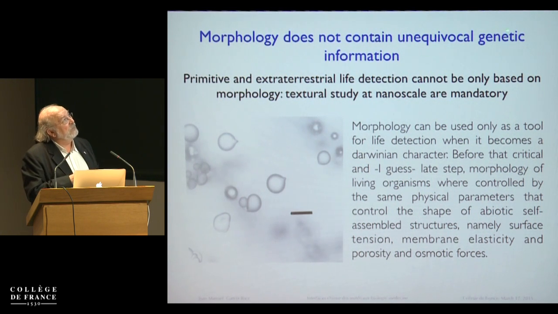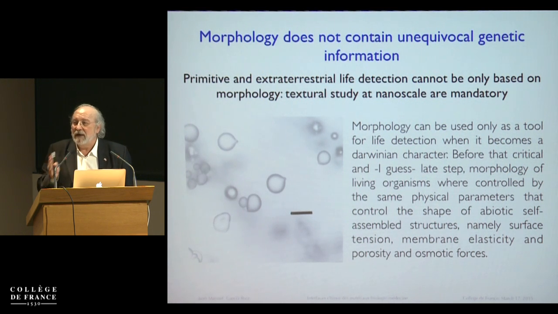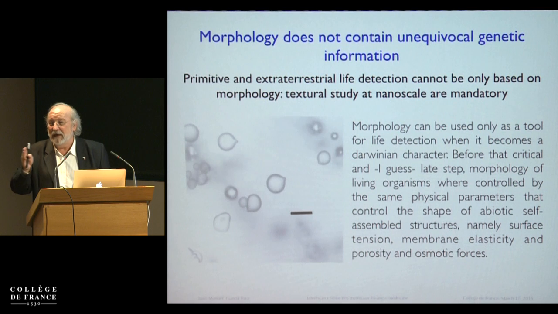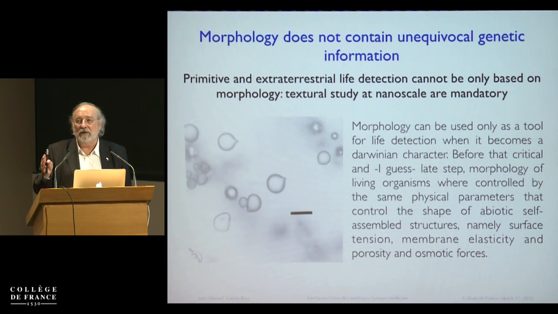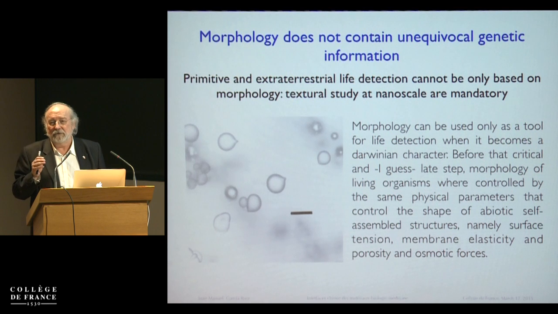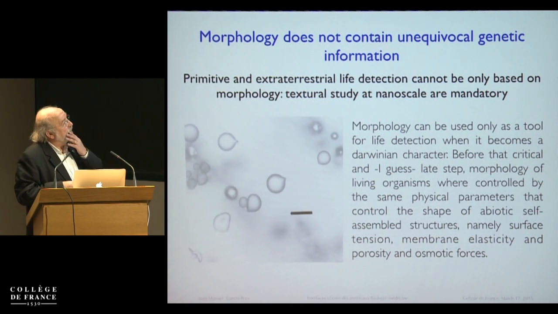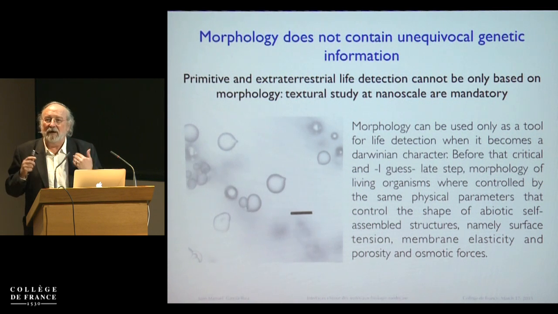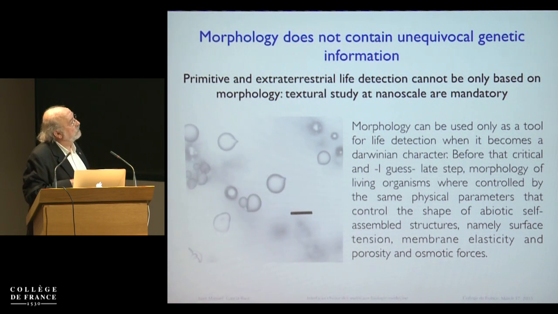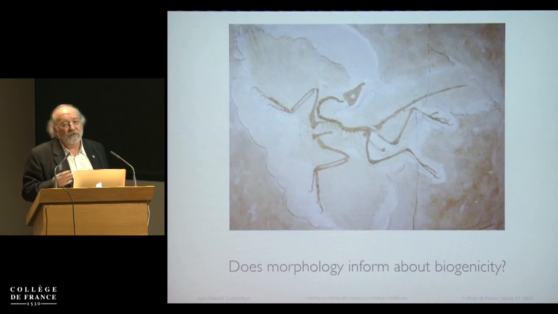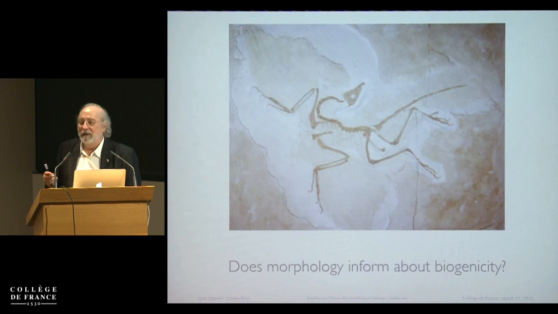And actually, our conclusion is that morphology does not contain unequivocal biogenic information. So we cannot use morphology alone, and we cannot use morphology and chemical composition in terms of organic compounds alone for life detection. And I think that today very few people are able to publish a claim for life detection using these two tools, okay? So this is interesting, because some people could say that you claim that morphology does not inform about biogenicity, and the answer is no, because people think that we consider this to be a fossil because of the morphology.